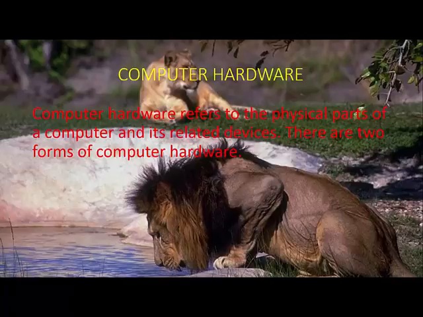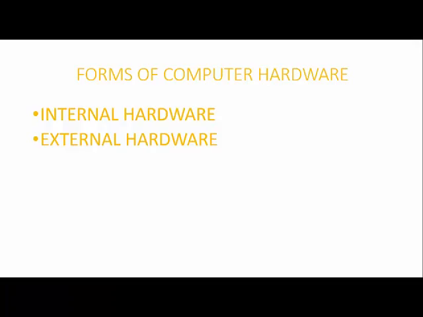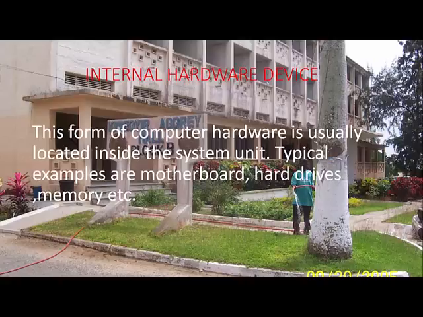There are two forms of computer hardware. One, we have the internal hardware, and two, we have the external hardware. Now, let's try to know each form of computer hardware. Let's talk about the internal hardware. The internal hardware is a form of computer hardware which is usually located inside the system unit. Typical examples are the motherboard, hard drives, memory, and so on.